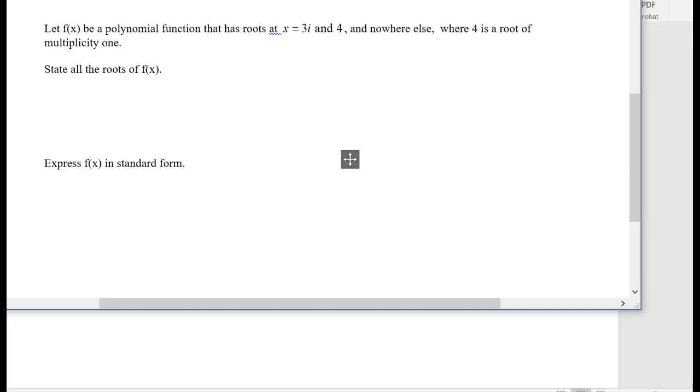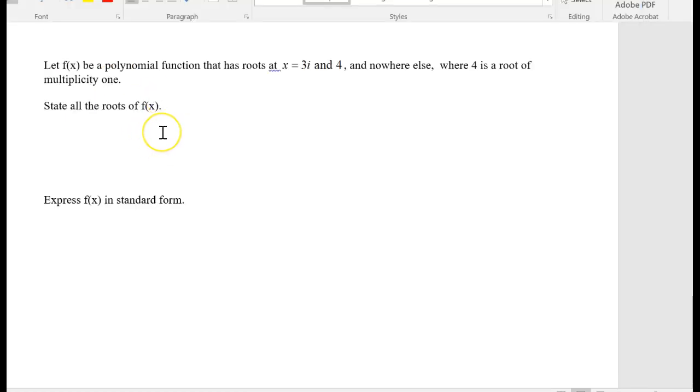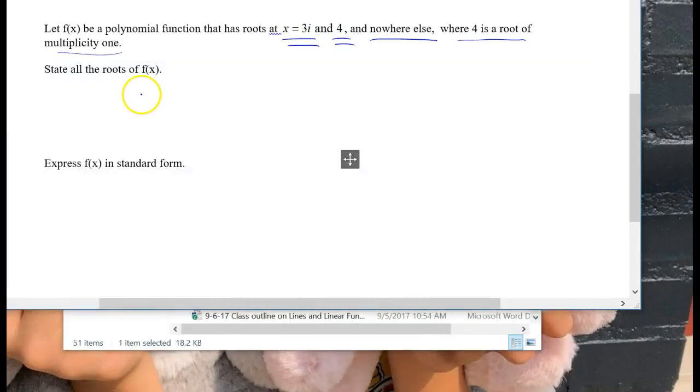So if you look at this back page here, since imaginary roots have to occur in conjugate pairs, let f of x be a polynomial function that has roots at x equals 3i and 4 and nowhere else, where 4 is the root of multiplicity 1. State all the roots of f of x. Well, you know already because you were told that x equals 4 and 3i are roots, but also negative 3i is also a root. So 4, 3i, negative 3i, these are the roots because imaginary roots occur in conjugate pairs.